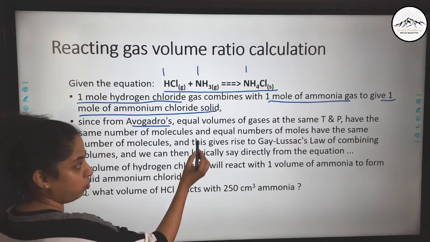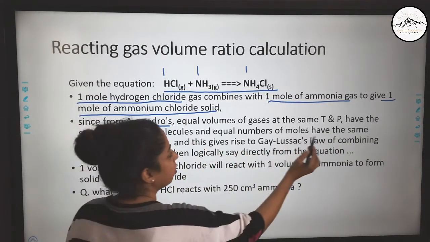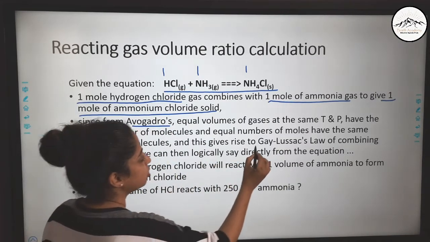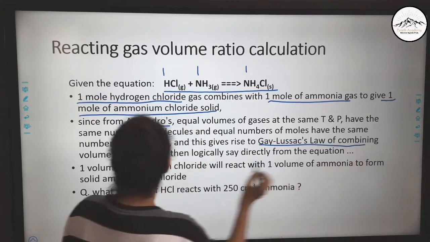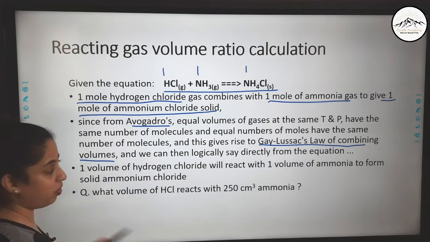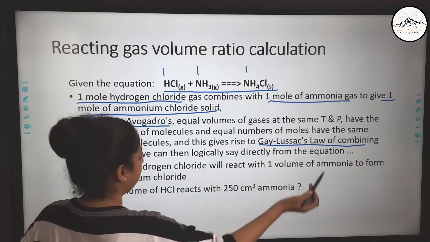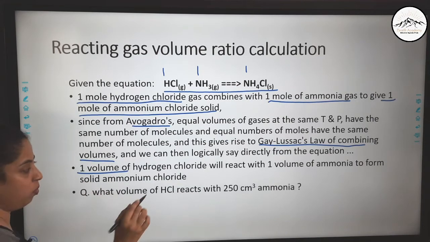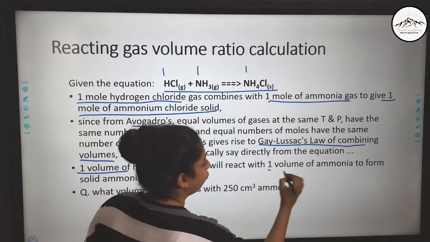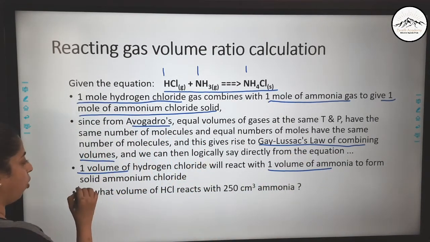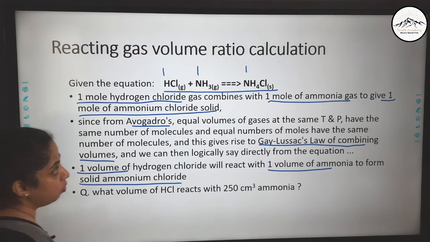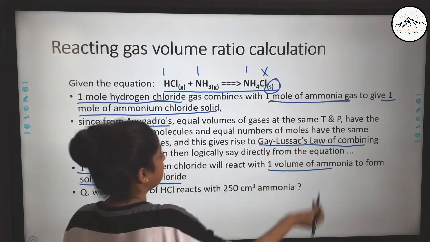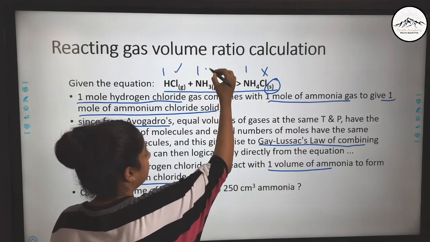Now, since from Avogadro's law, equal volumes of gas at same temperature and pressure have the same number of molecules, and equal number of moles have the same number of molecules, so one and the same thing, and this gives rise to Gay-Lussac's law of combining volumes. And we can then logically say directly from the equation that one volume of hydrogen chloride will react with 1 volume of ammonia to form solid ammonium chloride. So wherever there is a solid, we will not do any gas calculations, we will talk only about the gases.